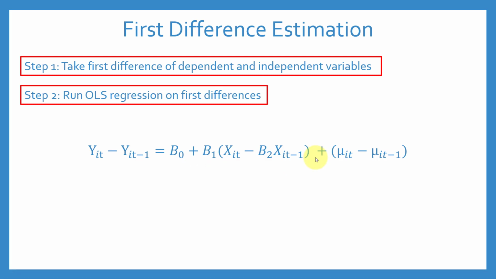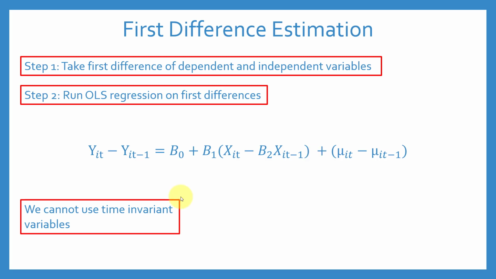So one way to remove this alpha_i was to use dummy variables. The second method is to use first difference estimation. We take the first difference and that would remove this alpha_i. But do remember that the issue with the least square dummy variable method is we cannot use time-invariant variables. So let's just say we want to study the impact of gender on salary. Then gender is a time-invariant variable, or race or color is a time-invariant variable. So that won't change over time, and hence we cannot study its impact if we are using the first difference estimation or the least square dummy variable.